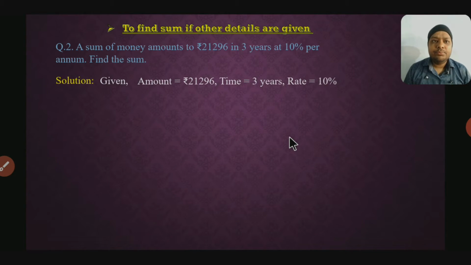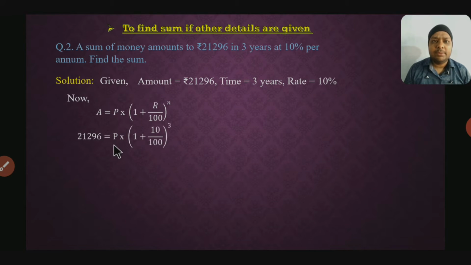Okay. Now we will put the same formula, that A is equal to P under bracket 1 plus R by 100 to the power n. Now let's put the values. Instead of A we will write 21296 is equal to P, which will be the same, 1 plus 10 by 100 to the power 3.